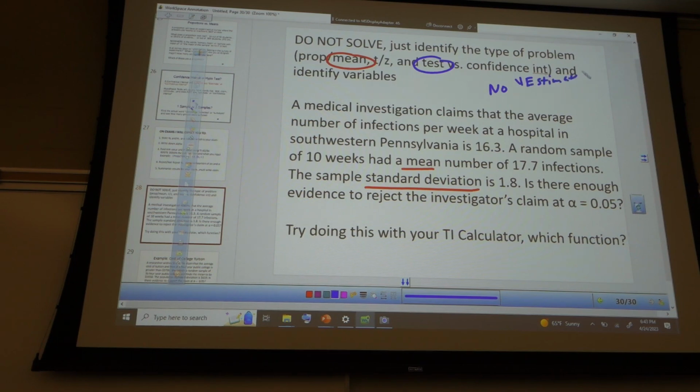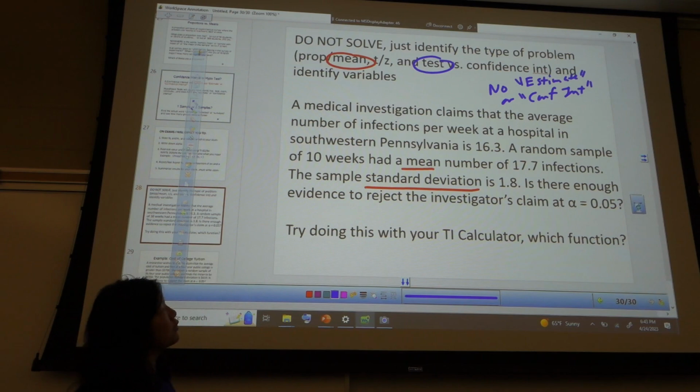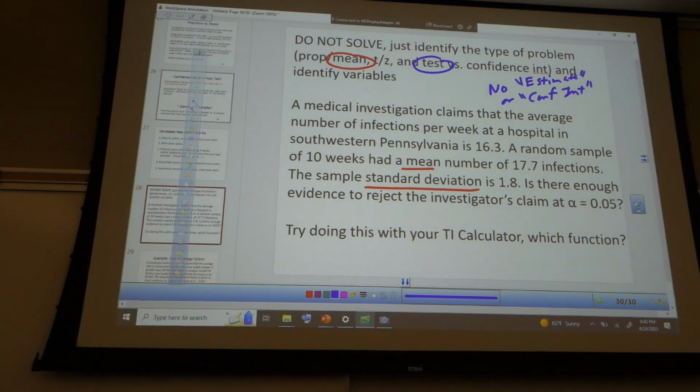Estimate or confidence interval. Does everyone follow that? If you look for the word estimate, it is not there. If you look for the phrase confidence interval, it's also not there. Also, what are the other cues? Average and claim. Has claim and has evidence. Is everybody on board with that part? Okay, so this is a hypothesis test.